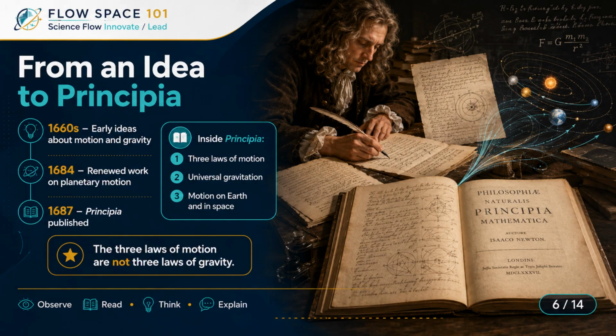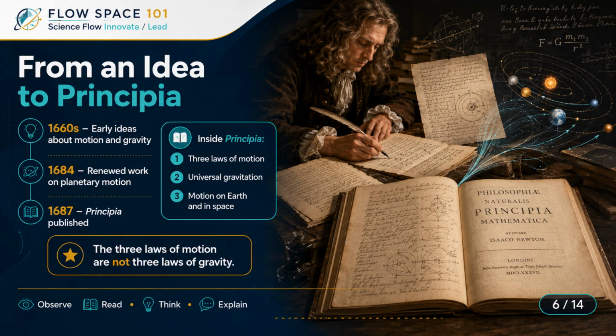Then, in 1687, Newton published his famous book, Principia. Inside Principia, Newton presented three laws of motion. He also explained universal gravitation and showed how forces could describe motion both on Earth and in space. It is important to remember that Newton's three laws of motion are not three laws of gravity. The laws of motion explain how forces change motion. Universal gravitation explains how objects with mass attract one another.